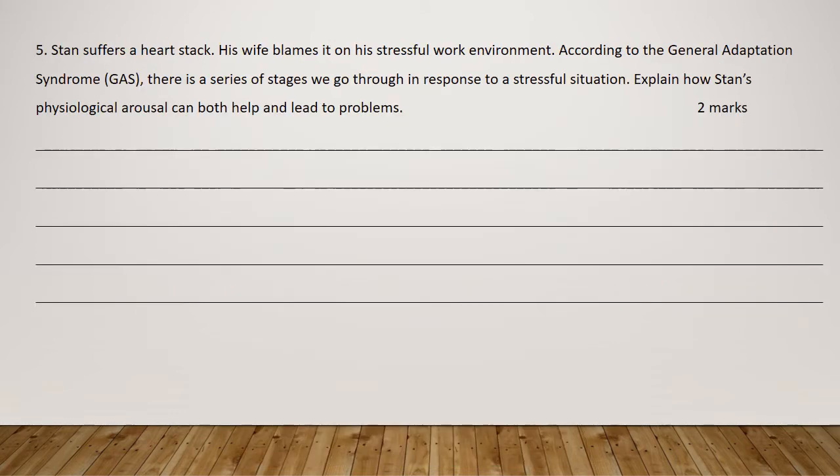Okay, let's have a look at this question. So this is about Stan who suffers a heart attack because he's had a stressful work environment. We're looking at the role of cortisol in weakening the immune system in terms of a stressful situation. And so we're explaining how Stan's physiological arousal, so cortisol, can both help and lead to problems, okay? So we've got 1 mark for how it will be helpful and 1 mark for how it will hinder.